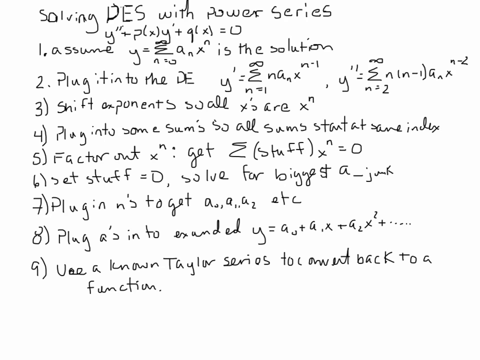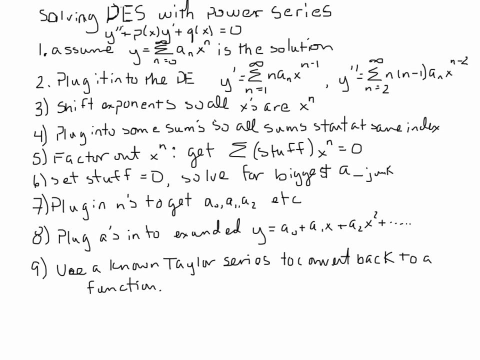Once you get it to that point, you can get a sum of all this stuff started at the same point and then factor out that x to the n. Now because this is all set equal to 0, we can set all that stuff equal to 0 and then solve for the biggest a sub whatever. So notice there's an a sub n, an a sub n, and an a sub n. Those are going to get shifted. They're going to have different a sub n minus 1s, n minus 2s, etc., n plus 1s. Solve for the biggest one. And then start plugging in values for n. It's going to be dependent on where the sum starts. So if the sum starts at 0, you start plugging in 0.